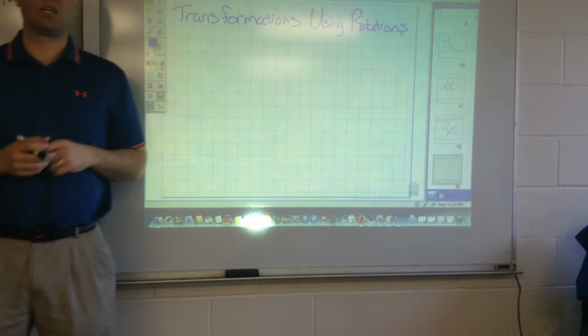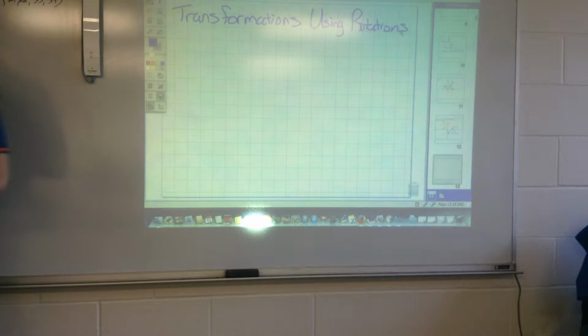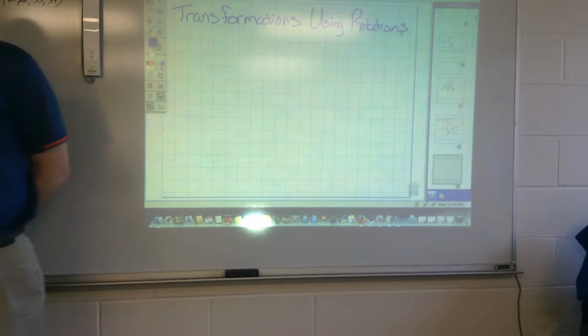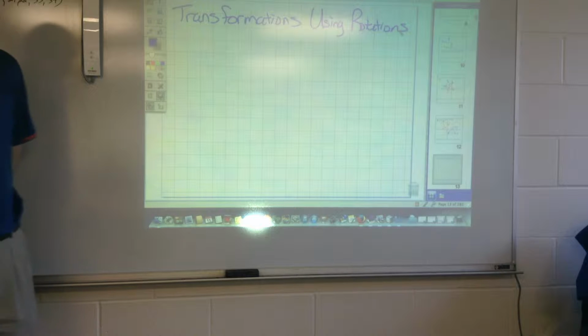You're just rotating it. You're not really adjusting anything. You're just rotating it so it makes more sense to you. So rotations are definitely something you can use, not necessarily with polygons, but we're just using polygons to keep it simple. All right, so transformations using rotations.